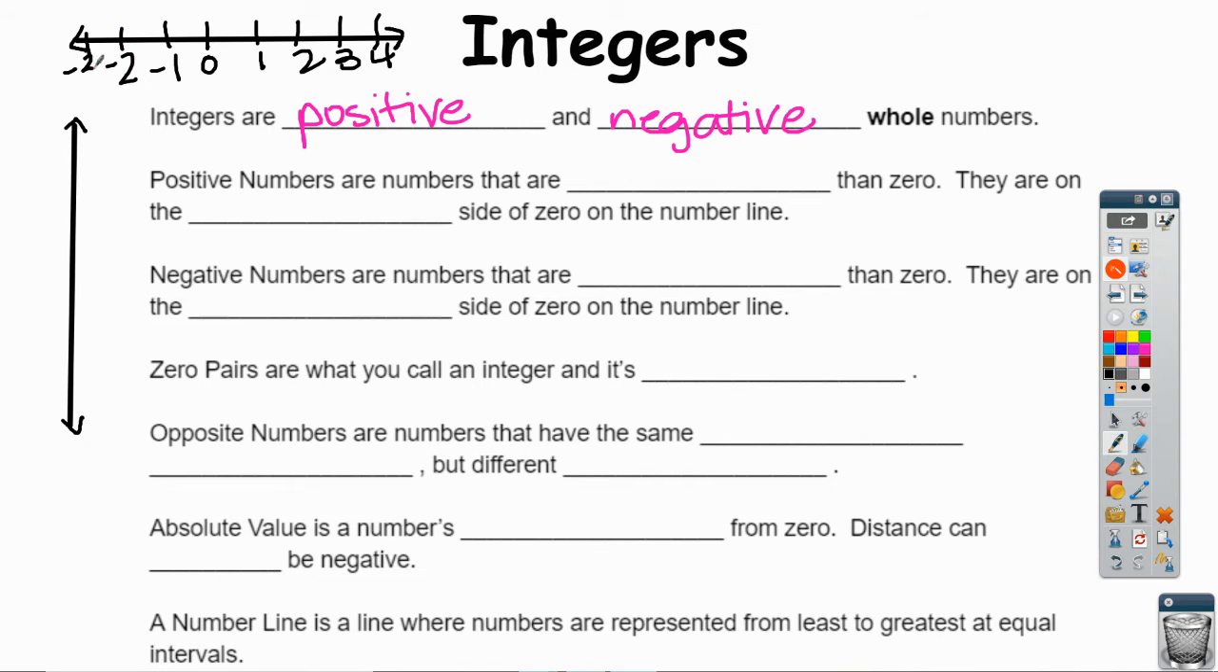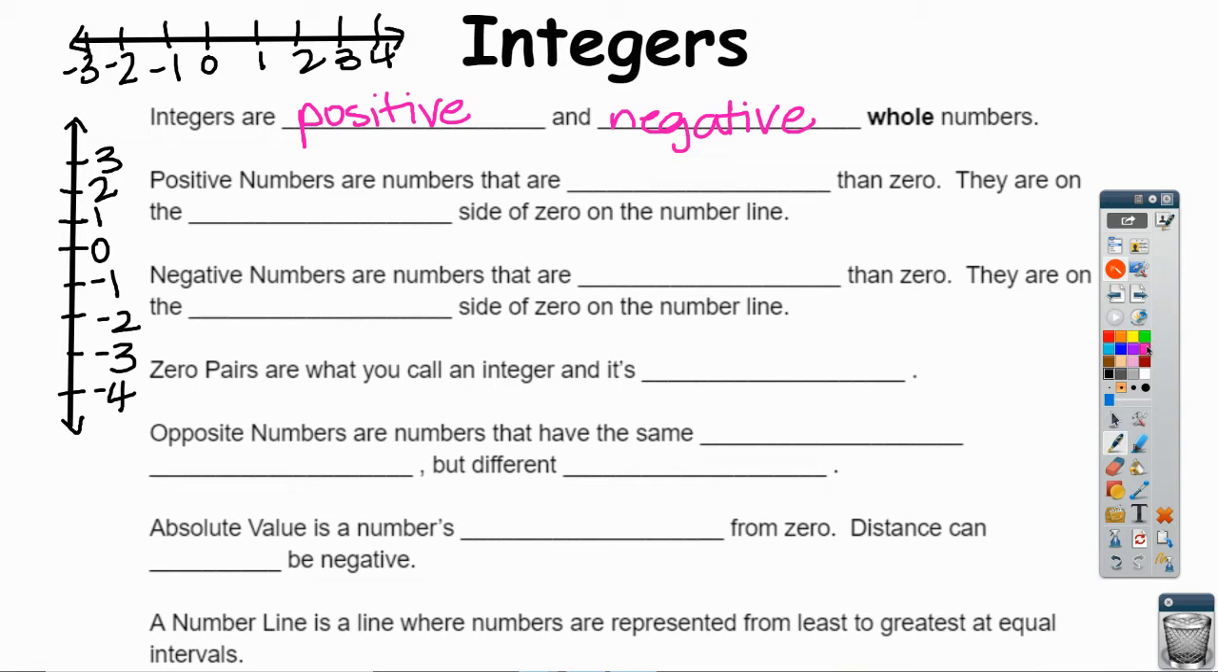Now notice I'm putting these little minus signs in front of these numbers. That means that these numbers are negative. So if they don't have anything in front of them, they're always positive. And if they have that little subtraction sign in front of them, that's a negative sign. That's saying those numbers are negative, all right?